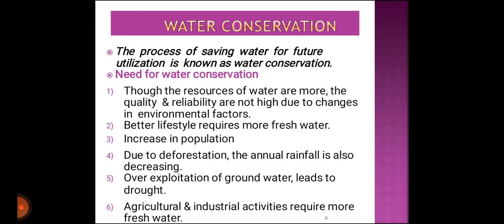First, what are the various needs of water conservation? Though the water resources are more, the quality and reliability are not high due to changes in environmental factors. Then a better lifestyle requires more fresh water. Another important factor is the increase in population, which needs more water. Due to deforestation, the annual rainfall is also decreasing, so the water scarcity problem will occur. Then over exploitation of groundwater leads to drought. The over exploitation occurs through bore wells, deep wells, and aquifers; we consume a large amount of water from the ground. Then agricultural practices and industrial activities require more fresh water.